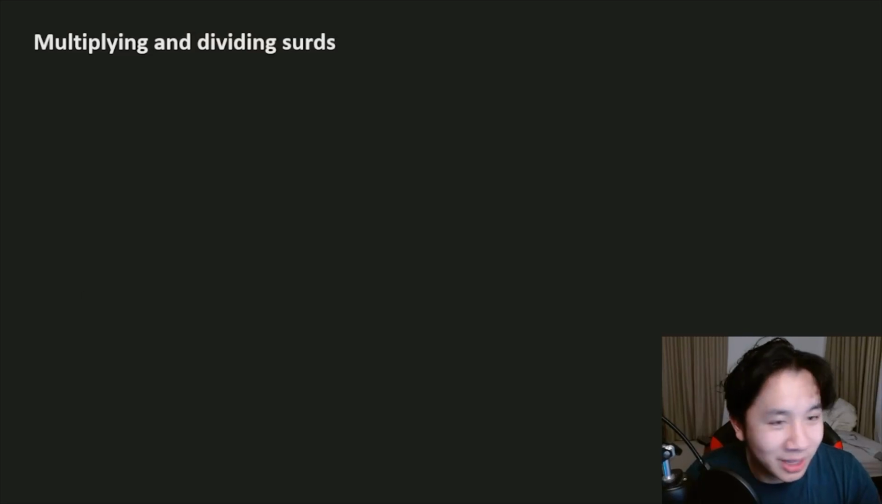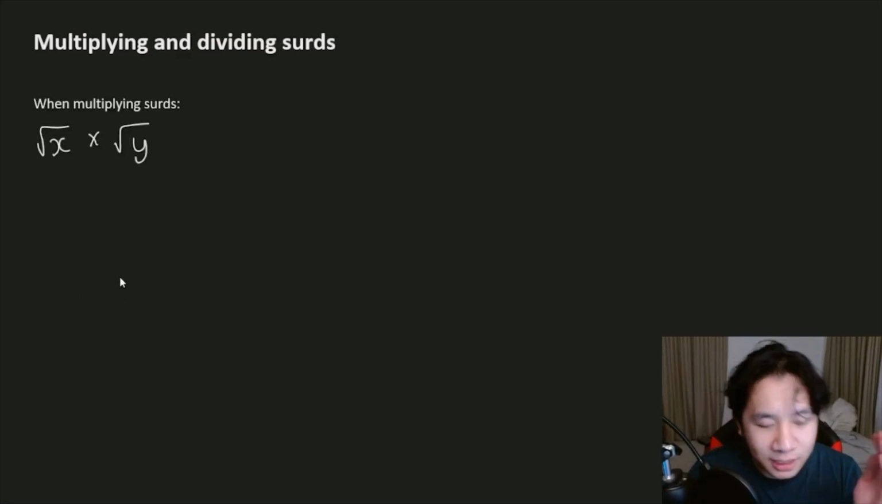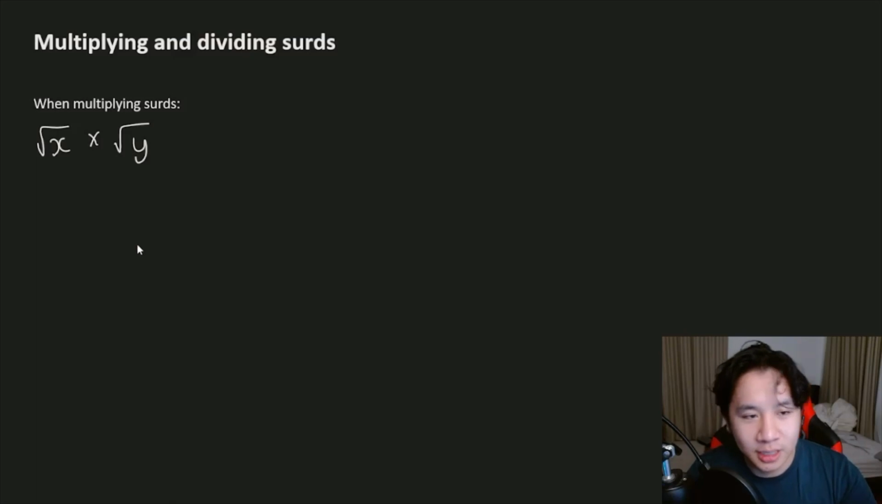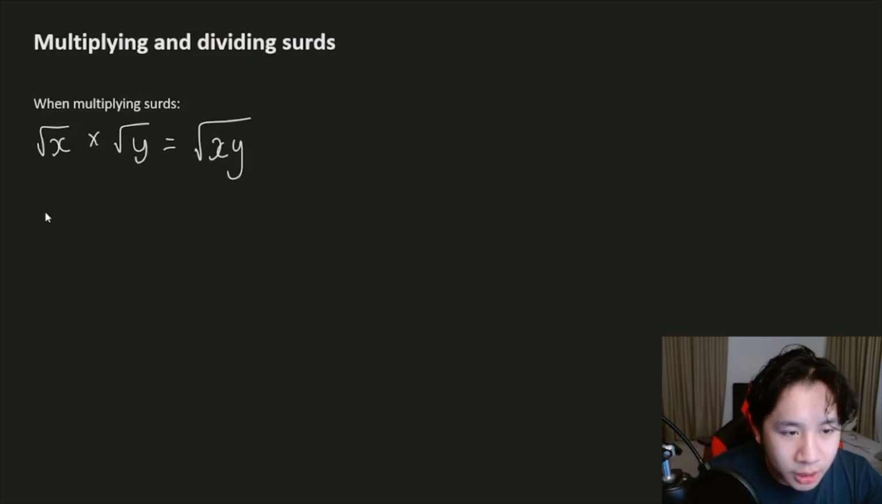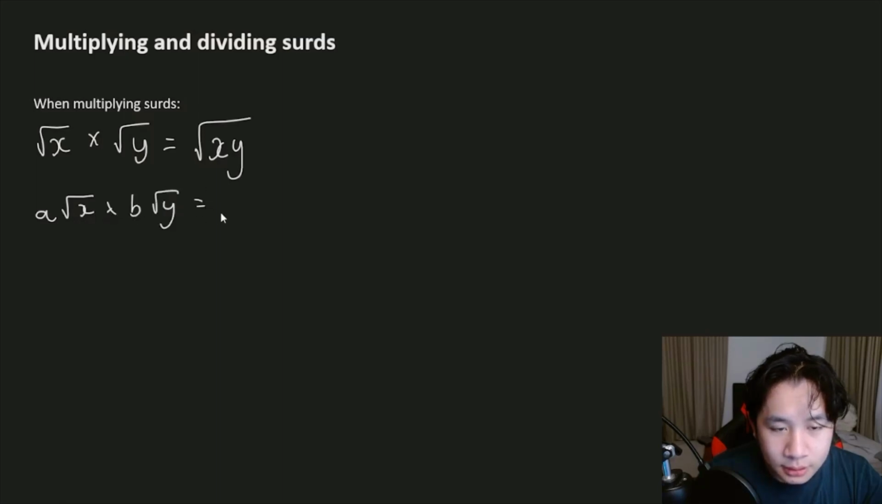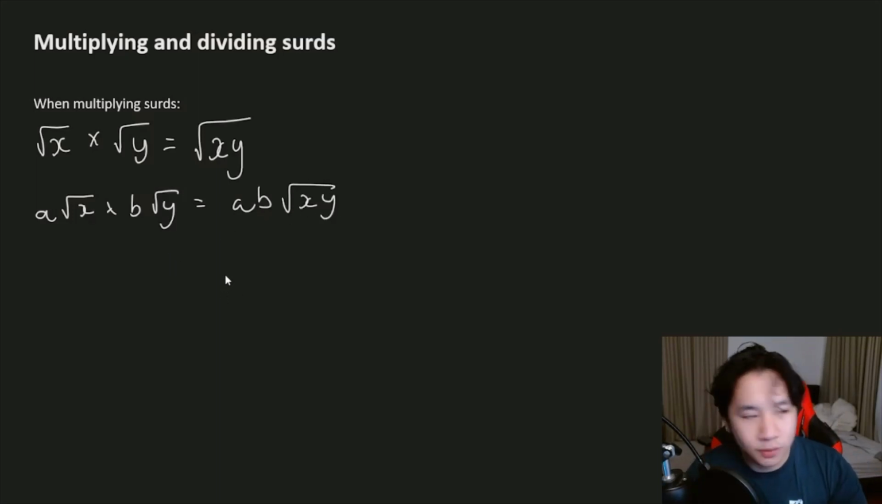Let's talk about multiplying and dividing surds. When you multiply two surds together, say square root x times square root y, this is the same as square root xy. More generally, if you had a square root x times b square root y, this is equal to ab square root xy. If you don't get what's going on here, I'll give you an example.